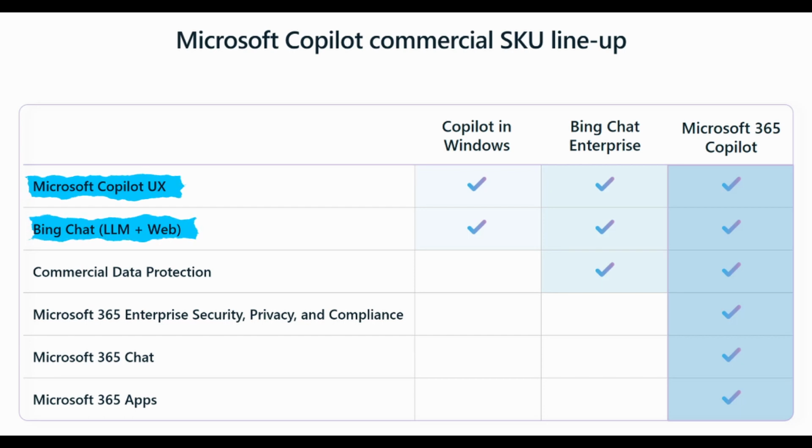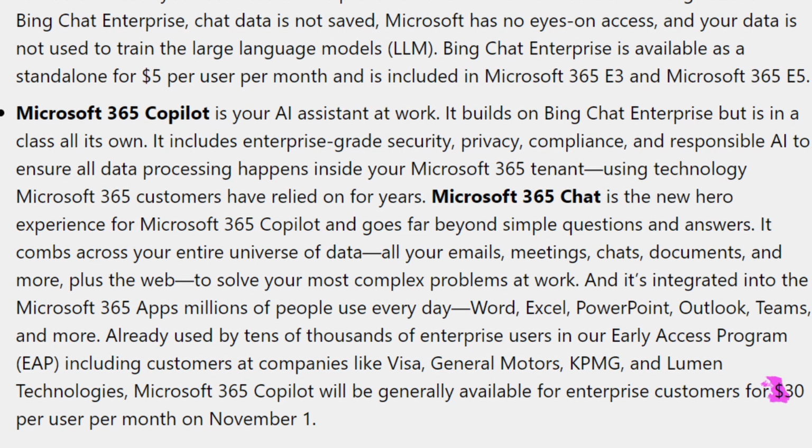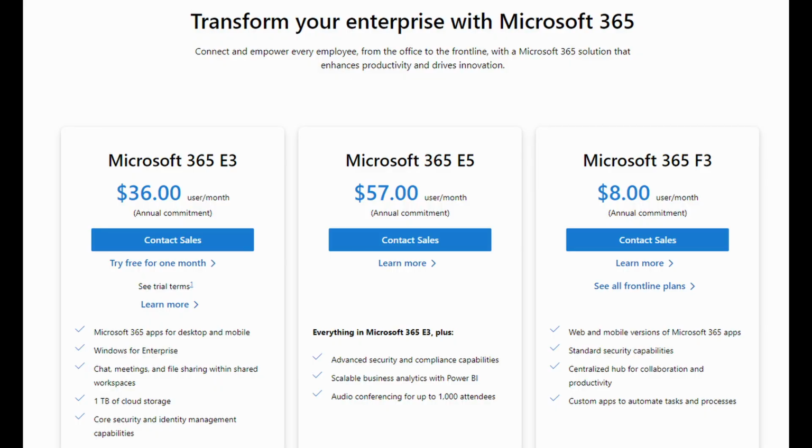If you decide to spend an extra $5, you will get the Bing Chat Enterprise, which offers additional commercial data protection intended for businesses and no additional features as far as I can tell. Microsoft 365 Copilot will cost businesses $30 per user per month. The catch is, this is on top of the amount the business is already paying for the Microsoft 365 Enterprise offering, which has a monthly cost of anywhere from $8 to $57 per user.